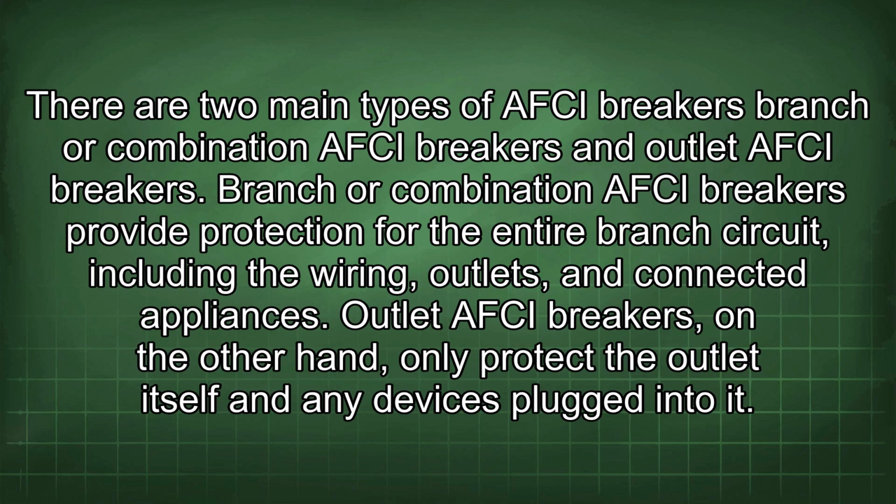There are two main types of AFCI breakers: branch or combination AFCI breakers and outlet AFCI breakers. Branch or combination AFCI breakers provide protection for the entire branch circuit, including the wiring, outlets, and connected appliances. Outlet AFCI breakers, on the other hand, only protect the outlet itself and any devices plugged into it.